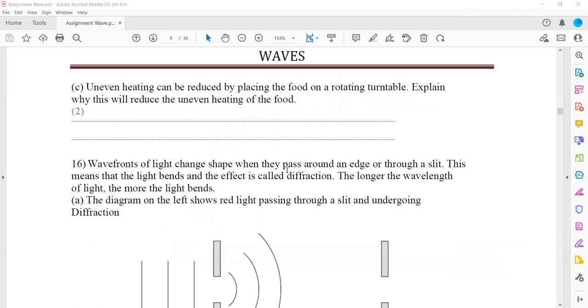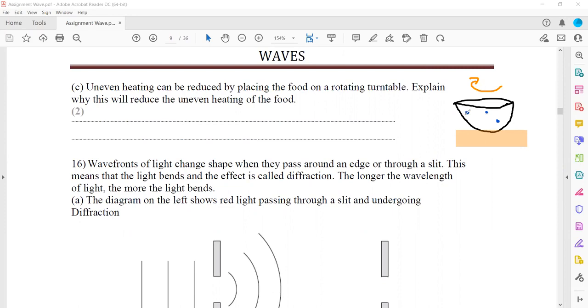Uneven heating can be reduced by placing a food on a rotating turntable. Explain why this will reduce the uneven heating. Look, yesterday we discussed this concept: if you place a food, as a result of destructive interference, there are cold spots. For example, these blue parts are representing the cold spots. So how can we overcome this cold spot? You will always find in a microwave oven, there is always a turntable which is rotating when you place the food inside the microwave oven. What is the reason for that?